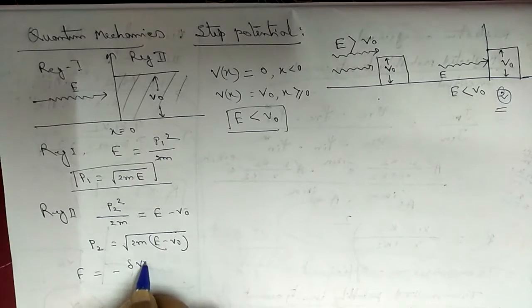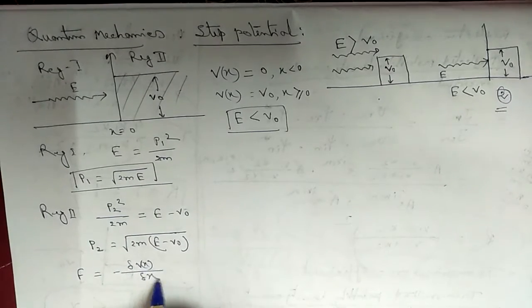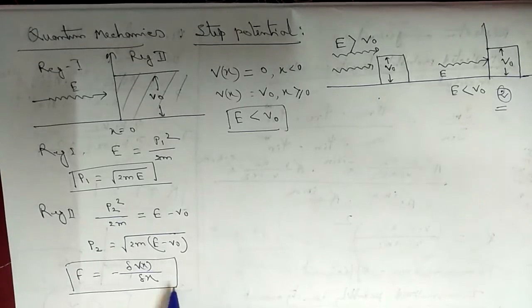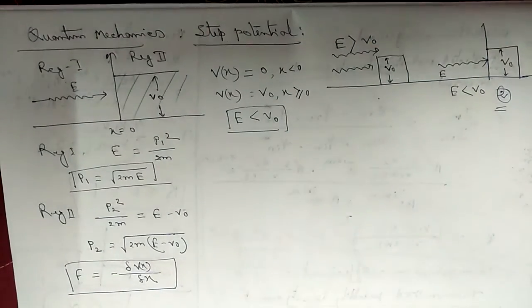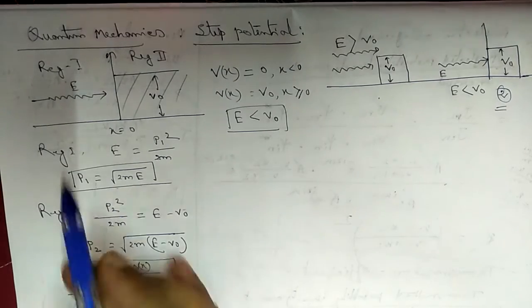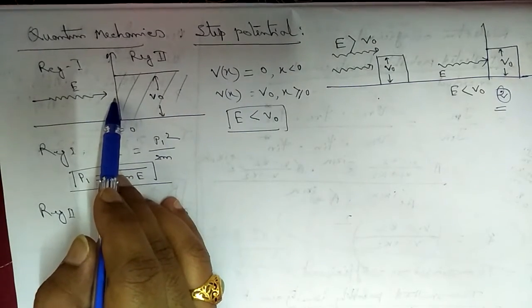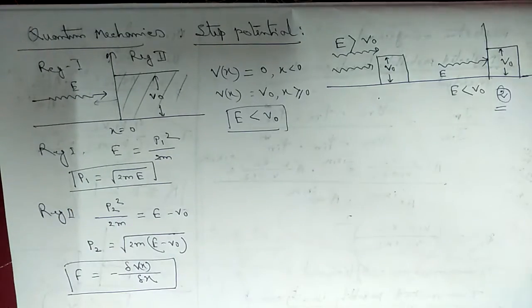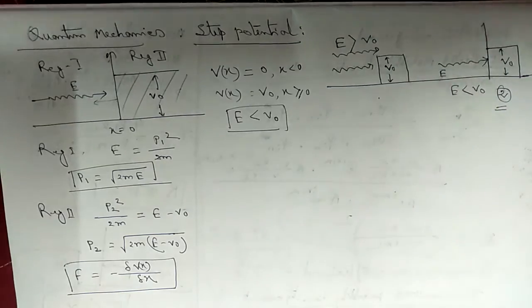minus del V(x) by del x, and this amount of retardation force will be imposed on the particle which is trying to penetrate region 2. That means with that retardation force the particle will be reflected back into region 1 again. This is very simple from the classical mechanical point of view.